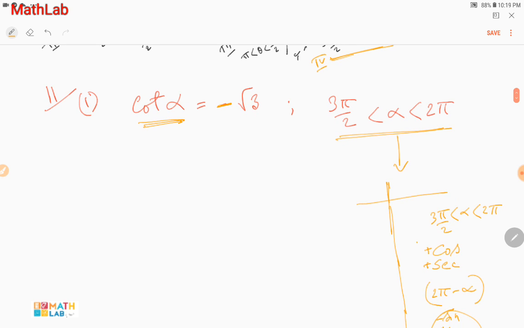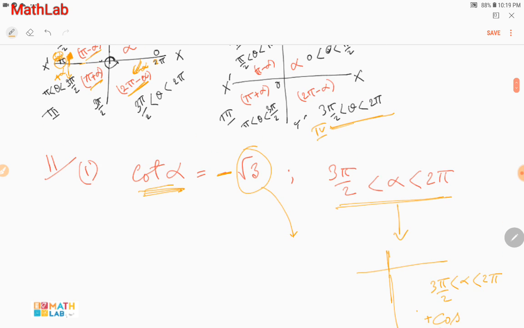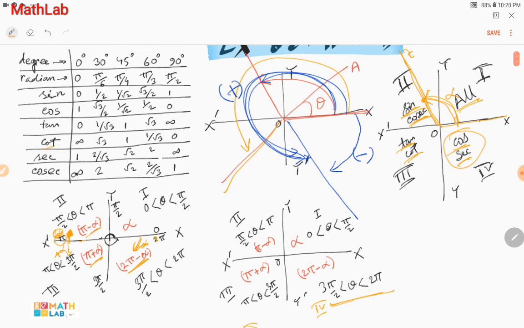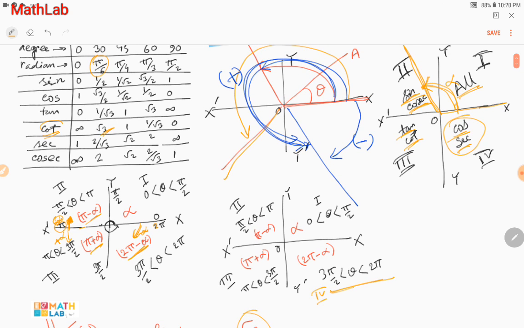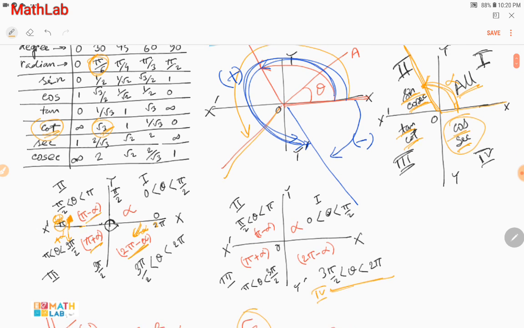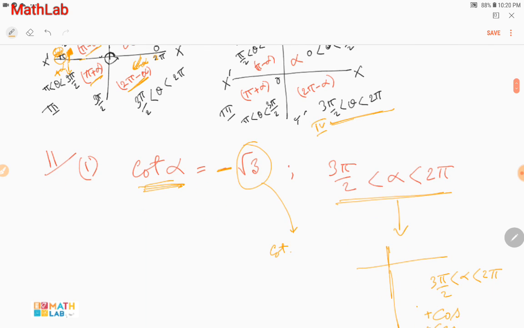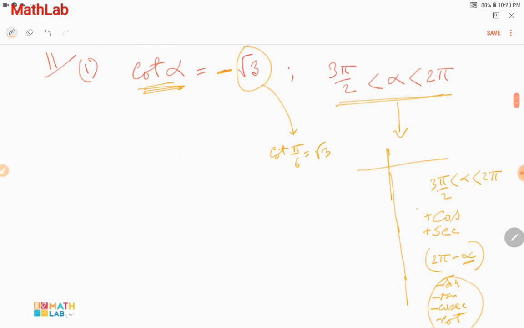Okay, so we have to calculate the alpha. How do you calculate it? There is a trick. First, for root 3, here is cot, then go to the table, cot and root 3, that is the angle pi by 6. That means cot pi by 6 equals root 3. So in this quadrant our angle will be that one.